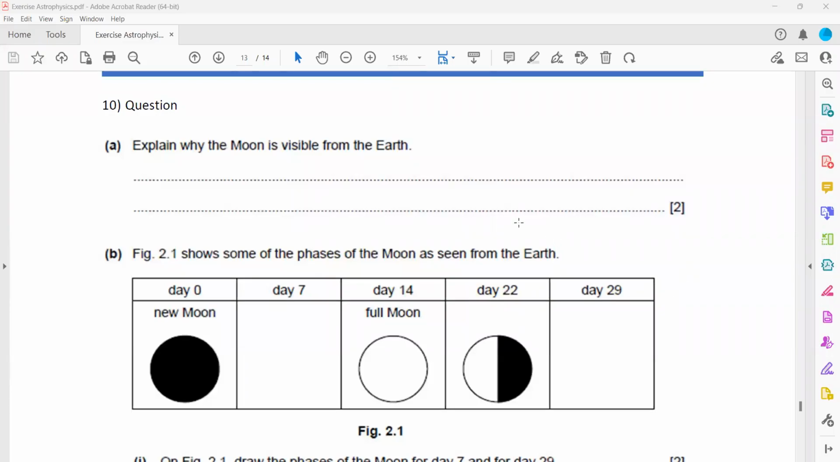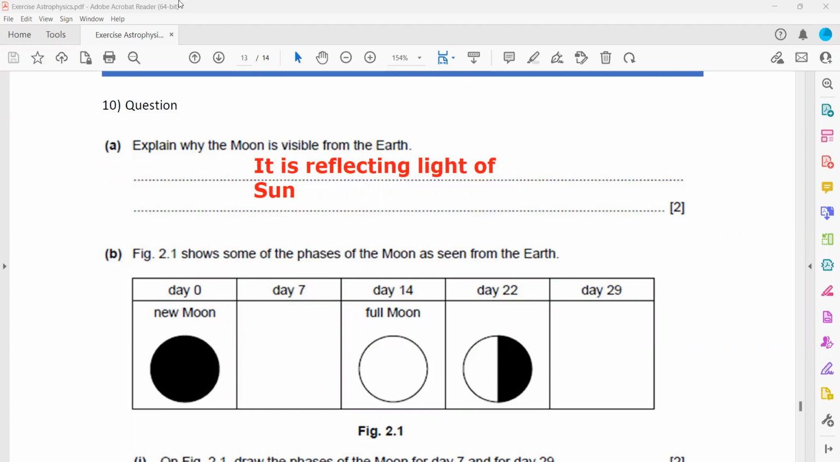Exercise astrophysics question 10. Explain why the moon is visible from Earth. So what is the reason why the moon is visible from Earth? Because the moon is not a luminous object. It is reflecting the light of the sun. One mark is for reflecting the light, another one is for the sun.